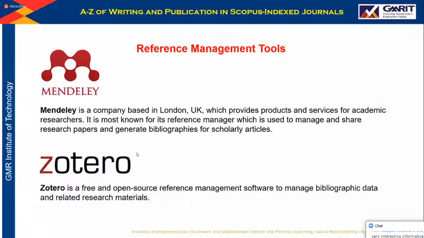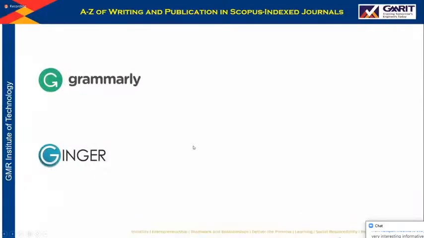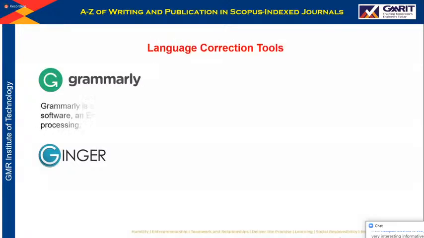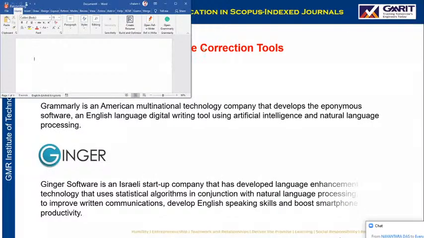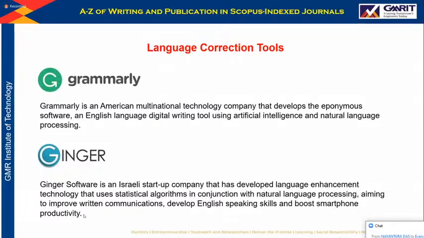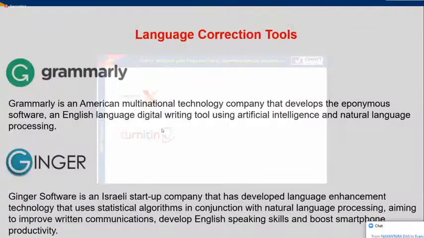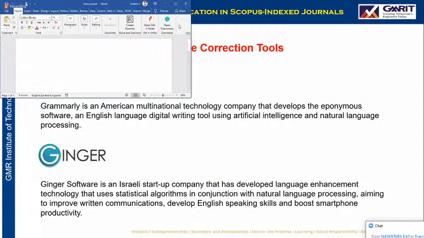Yes, Zotero is similar to Mendeley, but different. And one more is Grammarly. As I told you, among language correction tools, Grammarly is one that you can use. How it will look in our Word, I will tell you. Directly you can download the Grammarly application, or else you can include it in any Word document also.